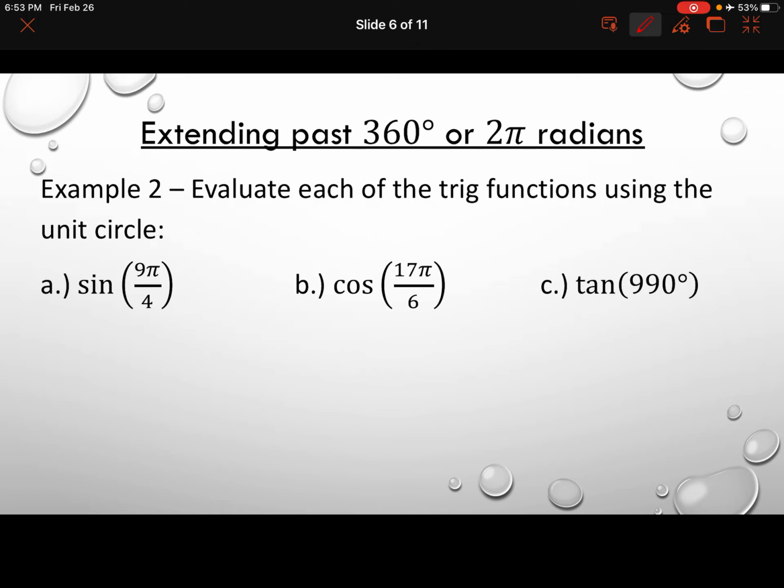All right, let's get to something new. Well, kind of new, kind of not. And this is looking past 360 degrees or 2 pi radians. Now, this is something we've done before.